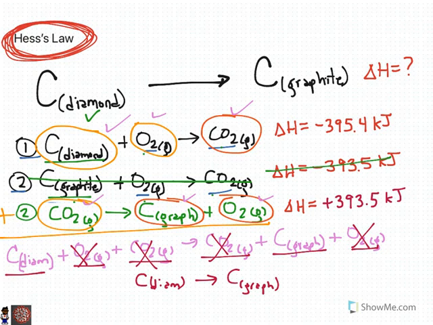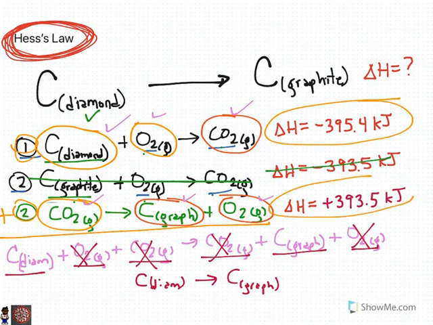So it's positive 393.5 kilojoules. And since we added these two reactions together, this one and this one, we can add these two delta H values. So negative 395.4 plus positive 393.5 comes out to a delta H value of 1.9 kilojoules. So that's usually the point of Hess's law.